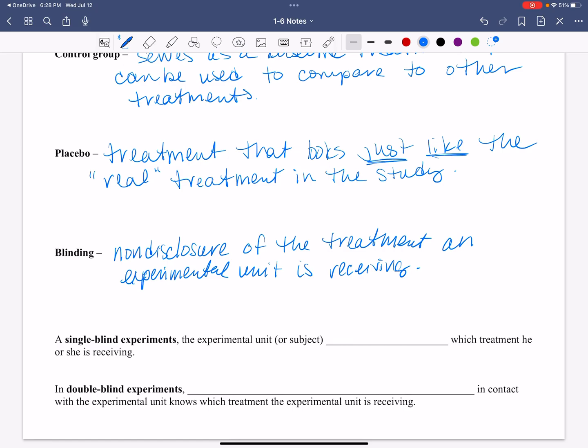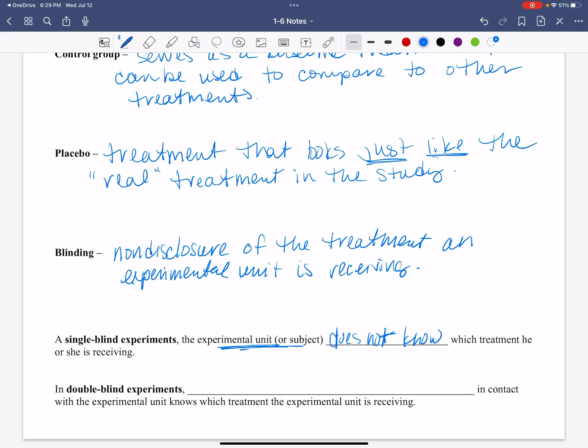Now there's a couple different ways that we do blinding experiments. You can have a single blind or a double blind. So in a single blind experiment, the experimental unit or the subject, depending on what it is that we're working with here, does not know which treatment he or she is receiving. That's a single blind. Only the experimental unit or the subject does not know the treatment. So just the subject doesn't know.